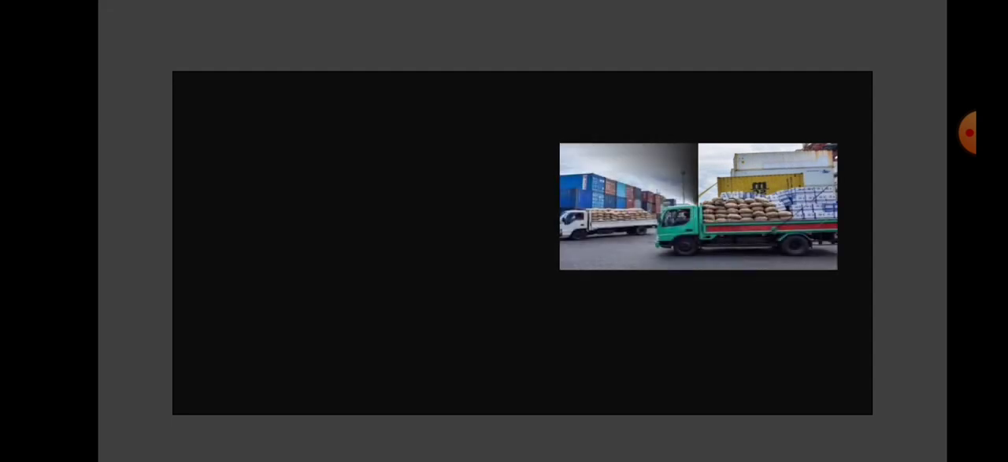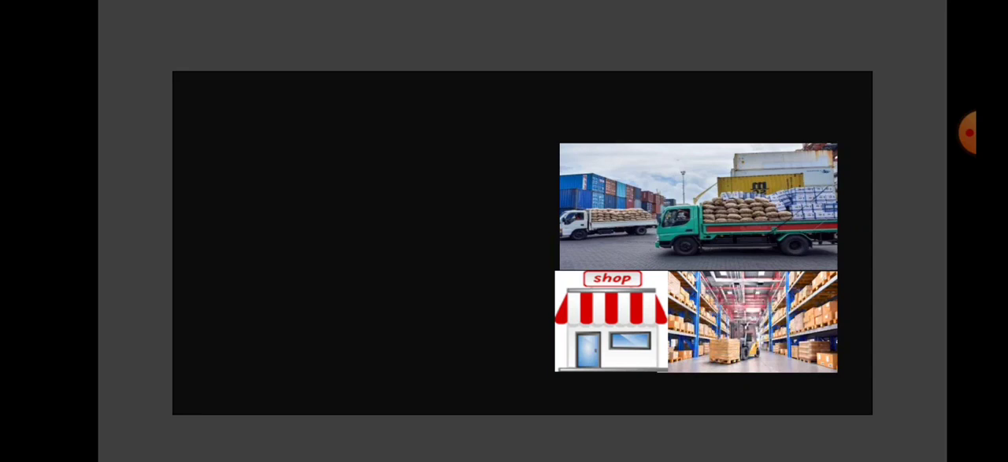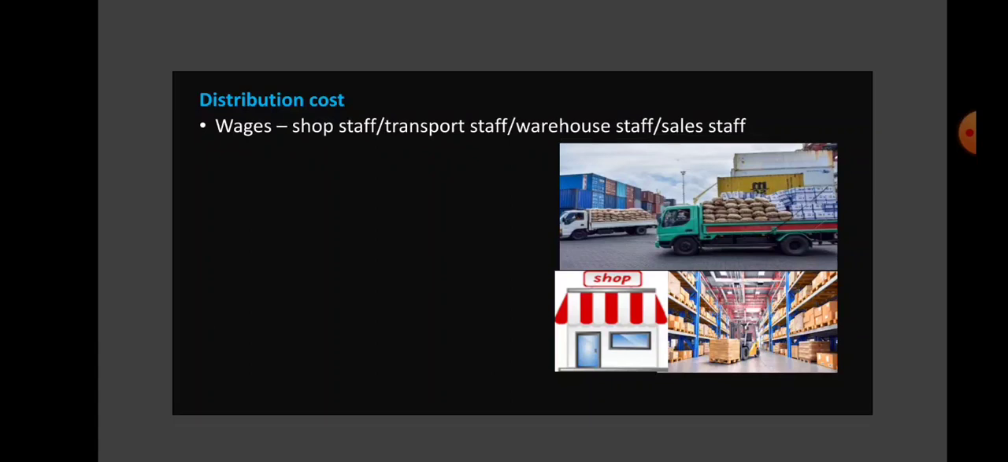Then next, we'll be discussing the distribution cost, which includes mainly the transportation cost, the selling expenses, and the storage expenses. Among distribution cost, we can see that the transportation cost, the selling expenses, and the storage expenses should be taken under this. So the main point is we need to identify. Say for example, shipping cost. Shipping cost means transporting the goods from one place to another. So that would come under the distribution cost.